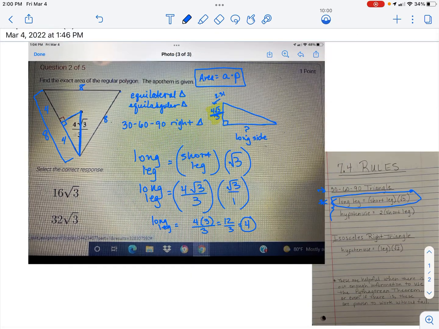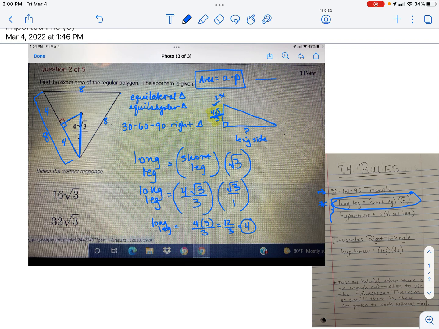Now I have something I can plug into this formula here. I'm going to put it over here. Area equals the apothem times the perimeter. So let's figure this out. The apothem is 4 times the square root of 3 over 3, and the perimeter is going to be 8 times 3, so we'll have 24 here.